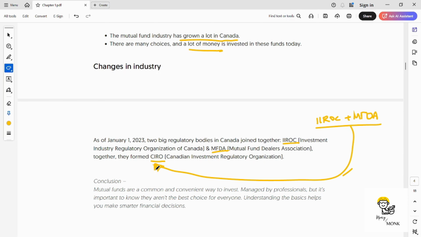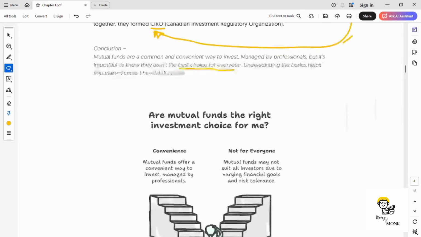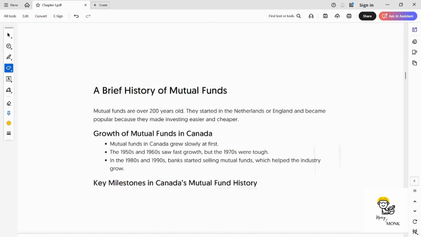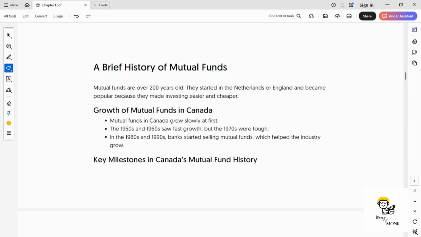So, conclusion. Mutual funds are a common and convenient way to invest, managed by professionals. But it's important to know they aren't the best choice for everyone, because no investment is perfect for everyone. Understanding the basics like this helps you make smarter financial decisions. Okay, here's a little diagram. So it's convenient, but it is not for everyone.